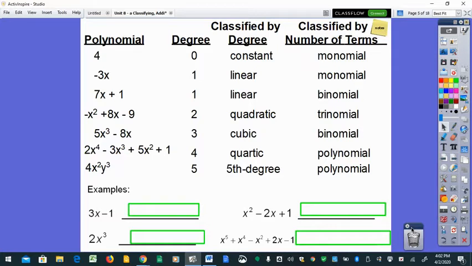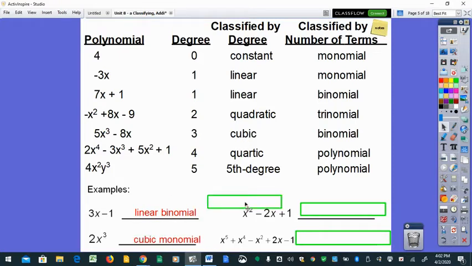Okay, everybody, let's see how we did here. Highest degree is a 1, so he is a linear. 2 terms would be binomial. He's a linear binomial. Highest degree is a 3. He would be a cubic, one term, cubic monomial.